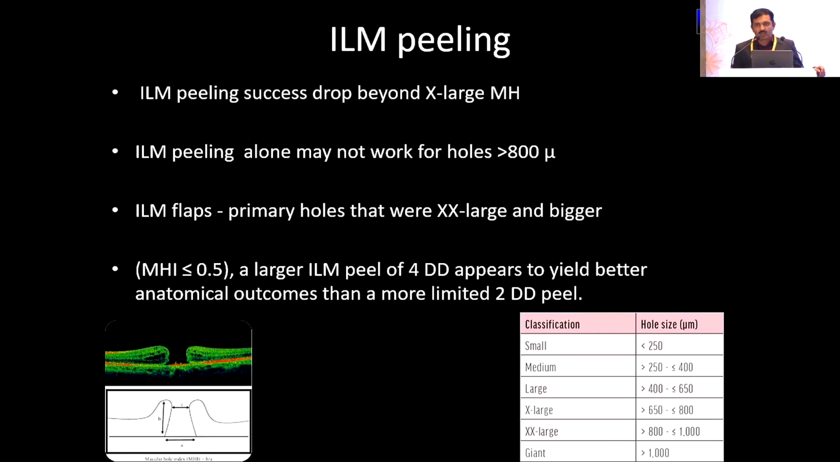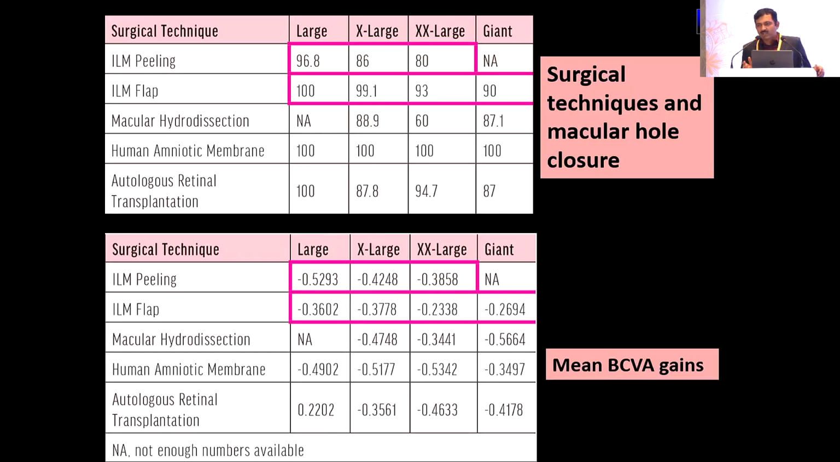If you see a macular hole index of less than 0.5, larger peels, probably more than 4 disc diameters, may sometimes be required rather than the conventional peel to get closure of the holes. Various techniques have been described.